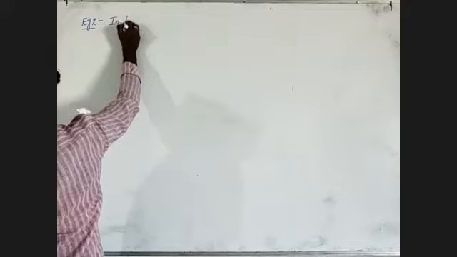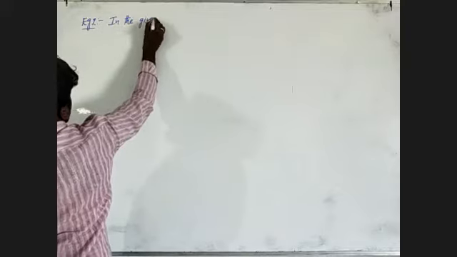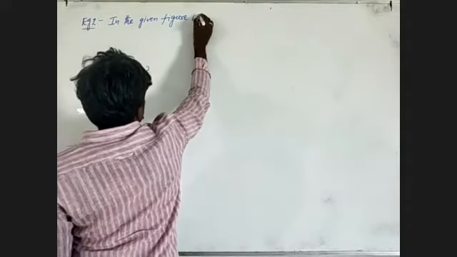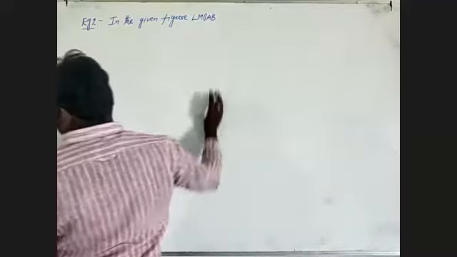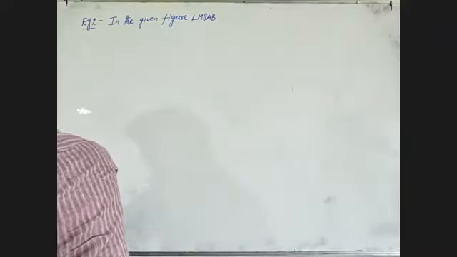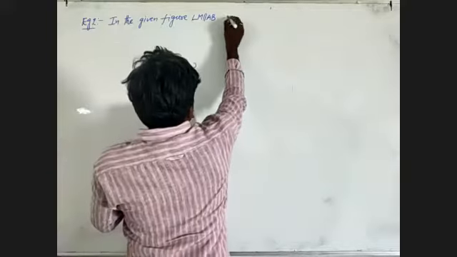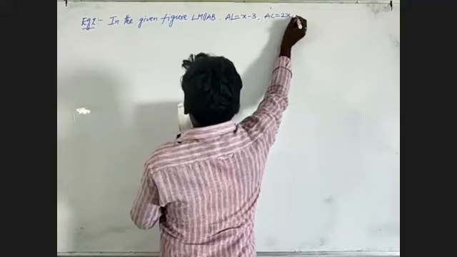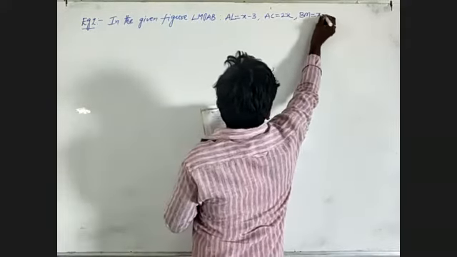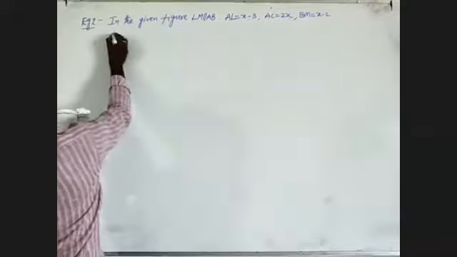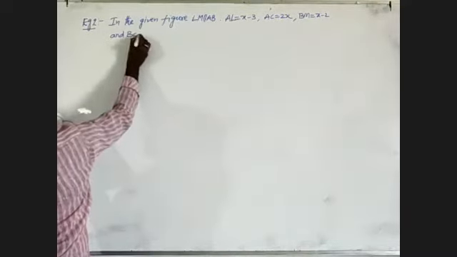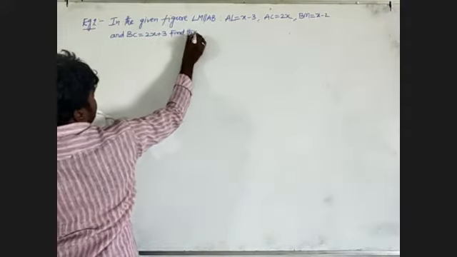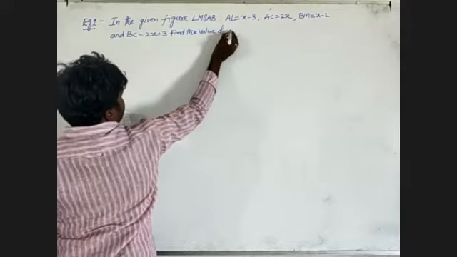In the given figure, LM is parallel to AB, and also some more values are given, where AL is equal to x minus 3, AC is equal to 2x, BM is equal to x minus 2, and BC is equal to 2x plus 3. Find the value of x.